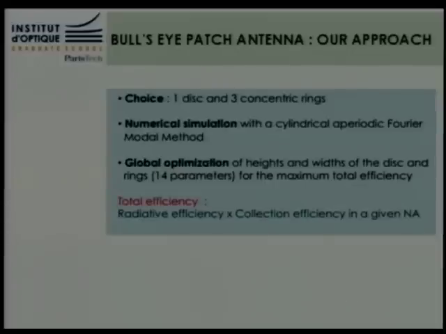So in our approach, we chose to use one patch antenna with one small disk and 3 concentric rings. We performed numerical simulations with a cylindrical aperiodic Fourier model method, and then a global optimization of all the heights and widths of the disk and the rings to get the maximum total efficiency. The total efficiency is defined here as the product of the radiative efficiency with the collection efficiency in a given numerical aperture.